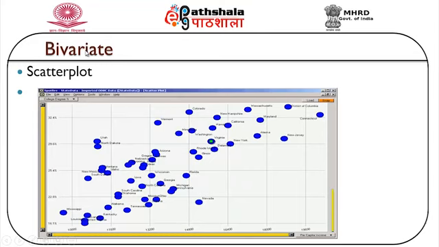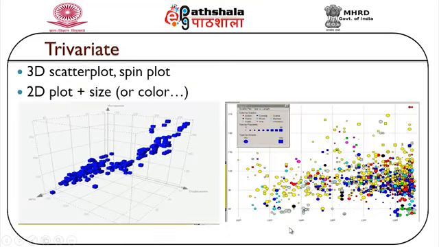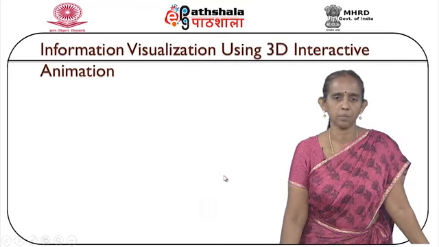Next comes the bivariate data type, wherein it can be represented in the form of a scatter plot with respect to x and y axis. Then we have the trivariate data type. In trivariate data type, we can either use the 3D scatter plot or a spin plot, or it can be a 2D plot plus any one attribute like size or color or whatever it is. So this is an example of a trivariate data type.